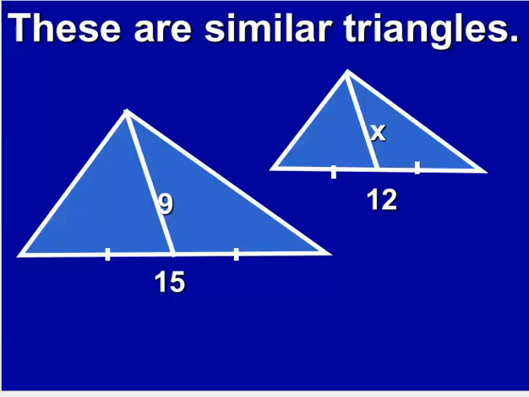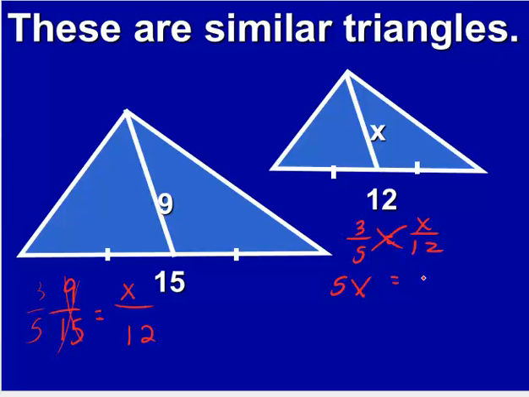Okay, so if I set this one up, I'm going to go ahead and do 9 over 15. Both parts of the large triangle equals, 9 is the median, so we're going to put x, the median, on top, over 12. I'm going to reduce my 9 and 15 by dividing by 3. So I have that 3/5 equals x over 12. When we cross multiply, 5 times x is 5x. Bring down your equals. 3 times 12 is 36. And when we divide by 5, we get that x is 7.2 or 7 1/5. I would take either answer.